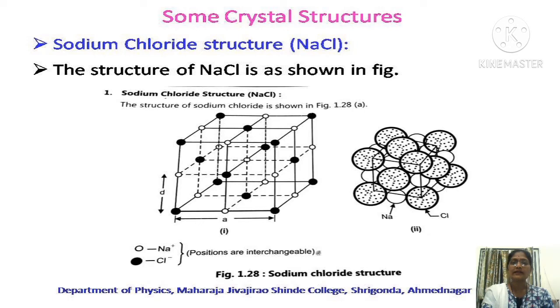This figure shows the NaCl, that is sodium chloride crystal structure, and here the chlorine atoms are represented by black colored spots, whereas the sodium ions are represented by hollow circles. I will explain this crystal structure to you. If we compare the atomic radii of sodium and chlorine, it is seen that the chlorine ionic radius is more as compared to sodium. So, the chlorine ions occupy the corner positions of the cube, and the sodium ions occupy the octahedral voids. I will explain this to you.